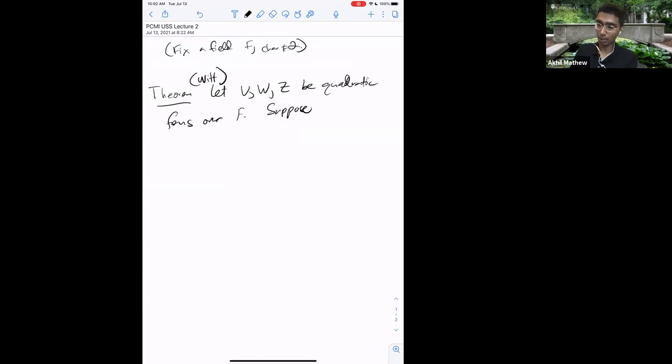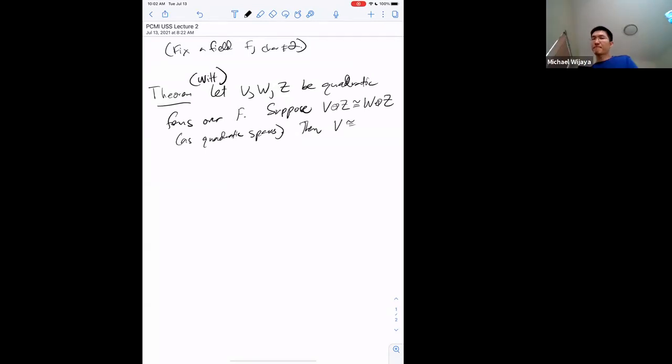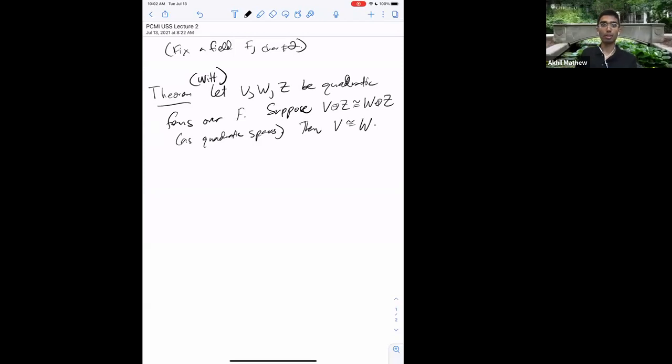The theorem is that, let's suppose that V direct sum Z is isomorphic to W direct sum Z, as quadratic spaces. Then the conclusion is that V is just isomorphic to W. So it's saying that you can cancel isomorphisms. If two things become isomorphic after you add the same summand, then they're actually isomorphic to begin with.